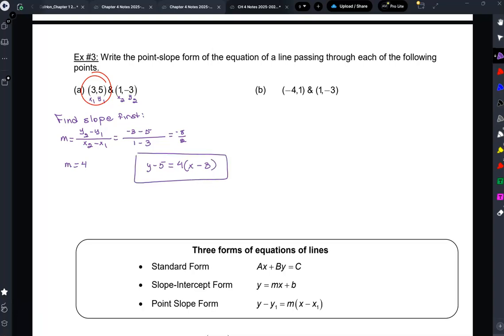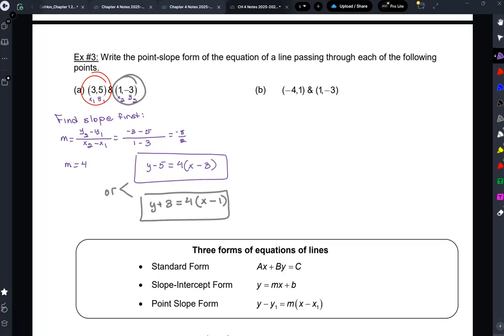Now, suppose somebody had chosen this one. Then you would get y minus that y, so plus 3, equals the same slope, x minus 1. And guess what? Both of these are okay. So on the test, if one student chose that one and got this, and another student chose this one and got this, they're both going to be okay.